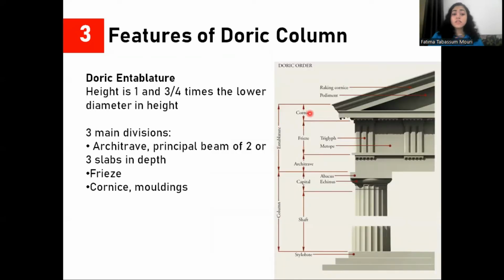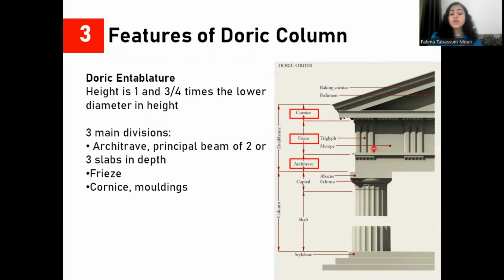Then comes another part, the Doric entablature, the second part of the Doric order. The entablature had a height which was 1 3/4 times the lower diameter. So if the diameter is D, the total height of the entablature would be 1 3/4 times the diameter. And then there are three divisions of this entablature. One is the architrave, then there is the frieze, and then there is the cornice, which had moldings.